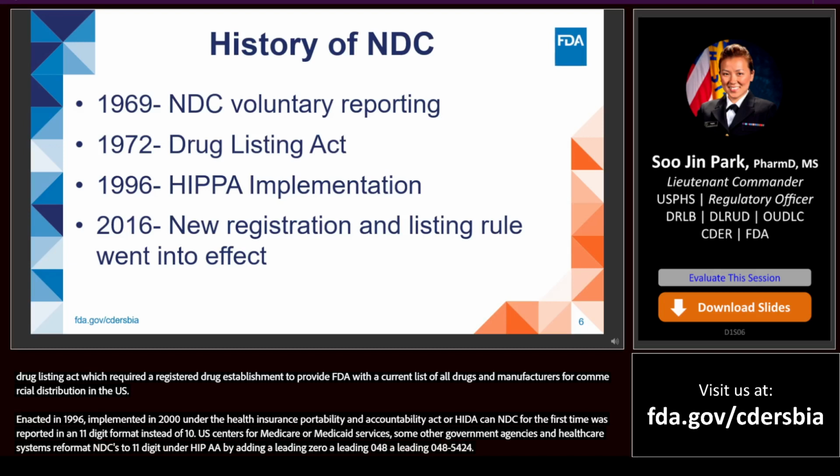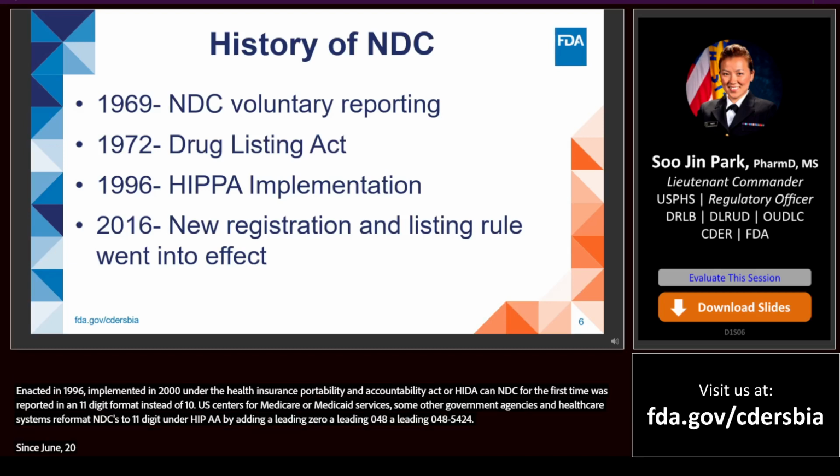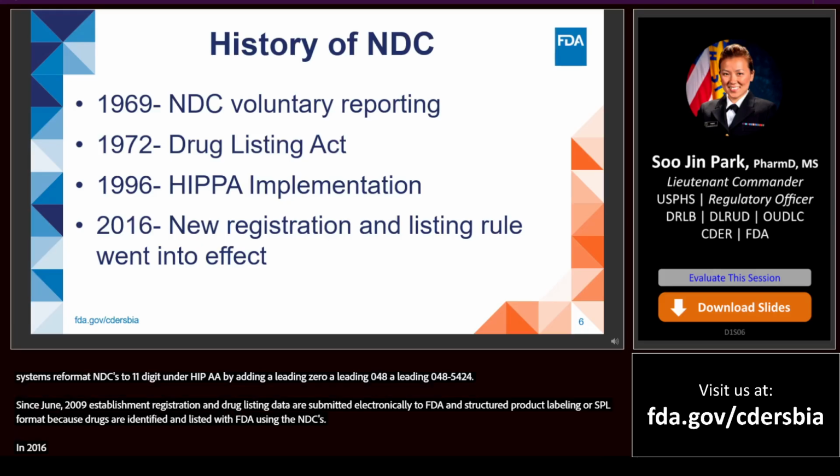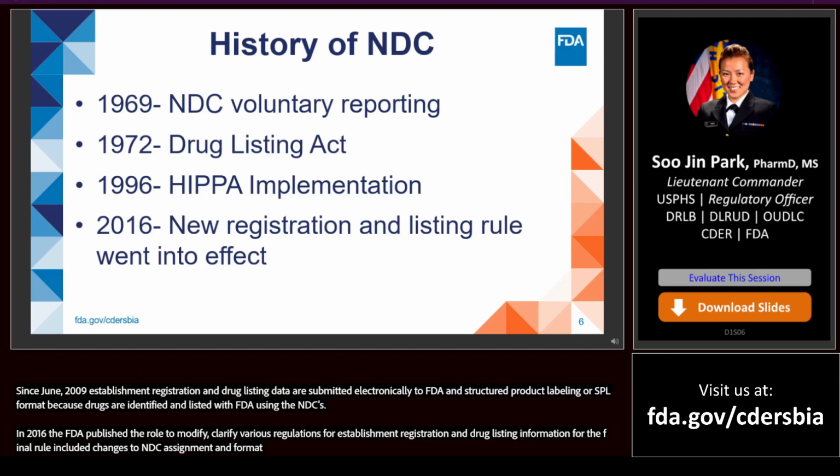Since June 2009, establishment registration and drug listing data are submitted electronically to FDA in structured product labeling, or SPL, format. Drugs are then identified and listed with FDA using the NDCs. In 2016, FDA published a final rule to modify and clarify various regulations for establishment registration and drug listing information. The final rule included changes to NDC assignment and format, the standard for when NDCs are required, and clarification of misbranding provisions if NDCs are used improperly.